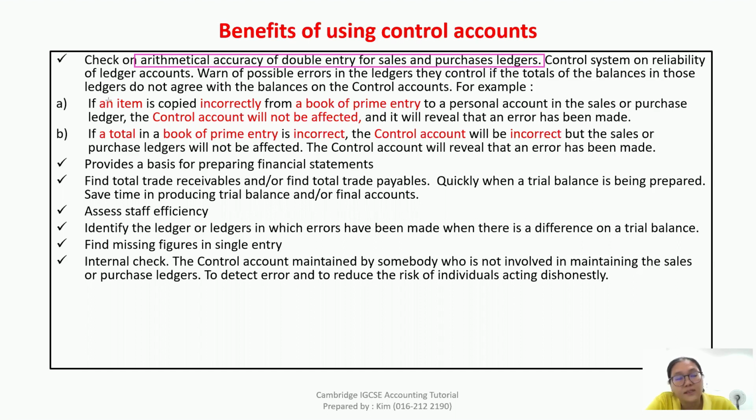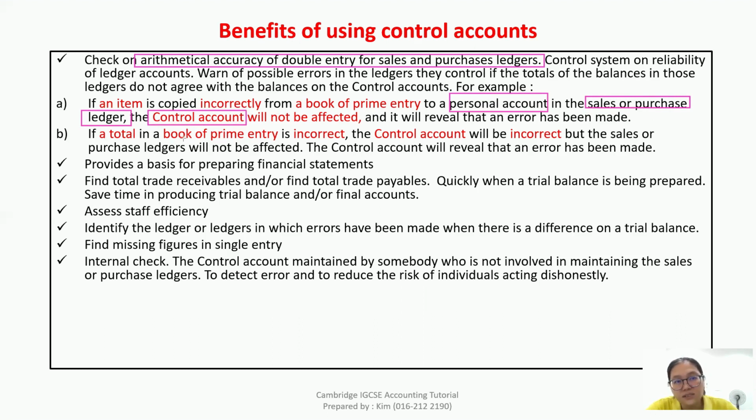For example, if an item is copied incorrectly from a book of prime entry to a personal account in the sales or purchases ledger, the control account will not be affected, as it will not reveal that an error has been made, because the control account takes the total, whereas the personal account in the sales or purchases ledger is recorded individually. If you go through the sales journal or book of prime entry topic, then you should know what I'm trying to say about this.